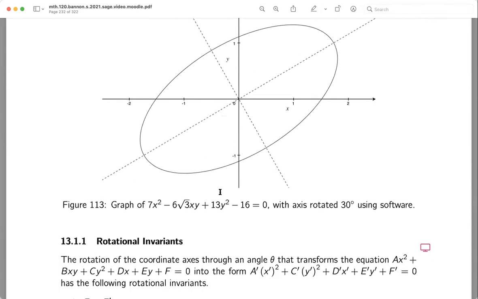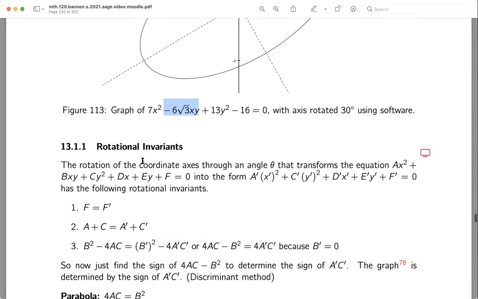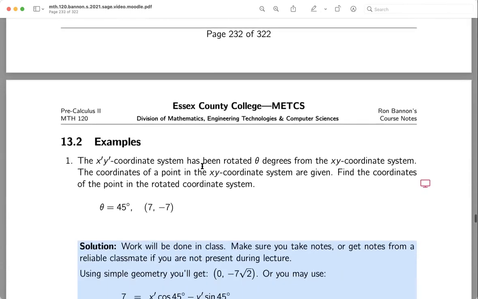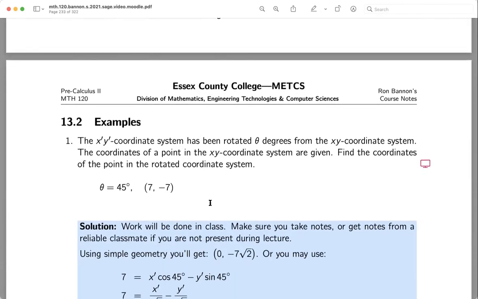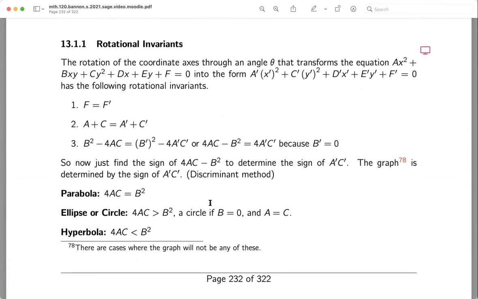Here's an example of a graph of an ellipse. It's got a BXY term in it, you notice that right here. I went through some work to eliminate that, and I realized it was a rotation through 30 degrees. We'll go through those in detail. Do not worry about rotational invariance. Worry about the examples. I'm going to go to the whiteboard. As I do, sit back and listen. Again, it's going to take some thought.